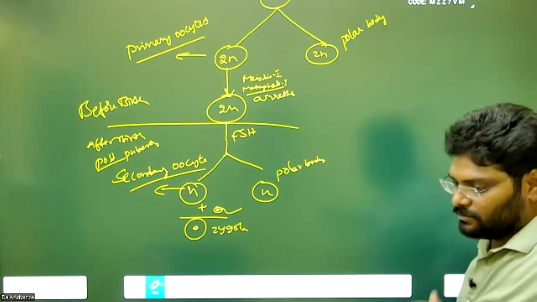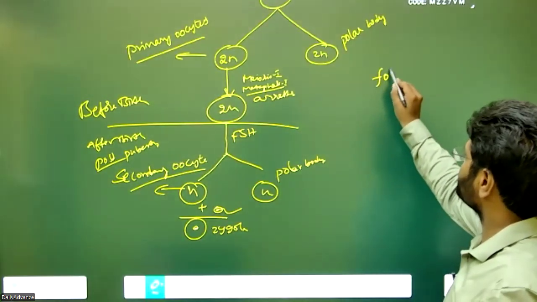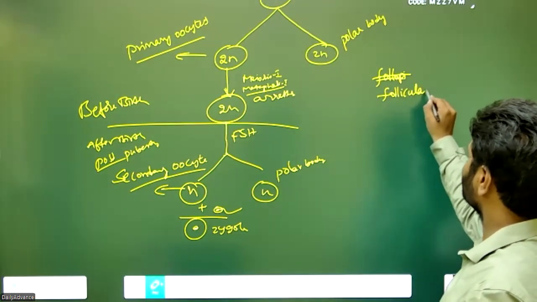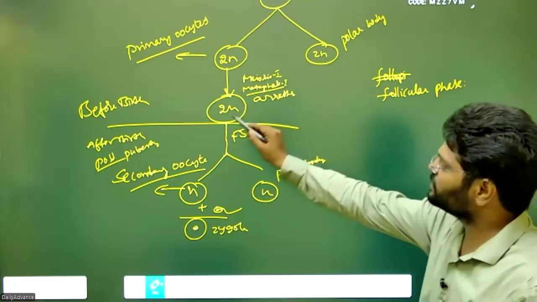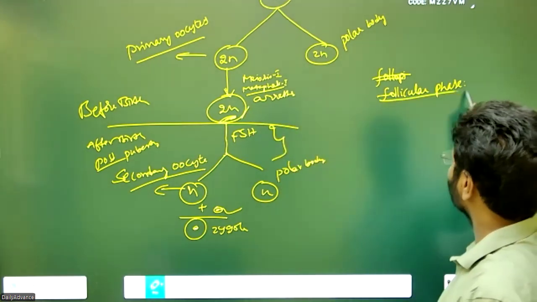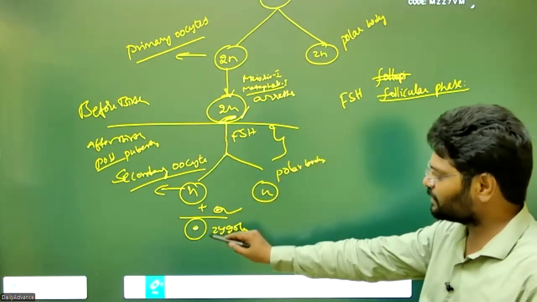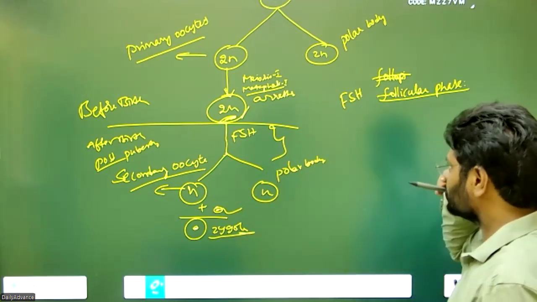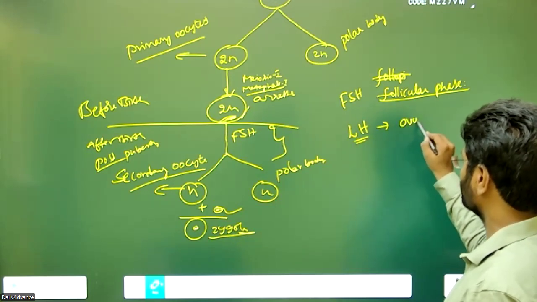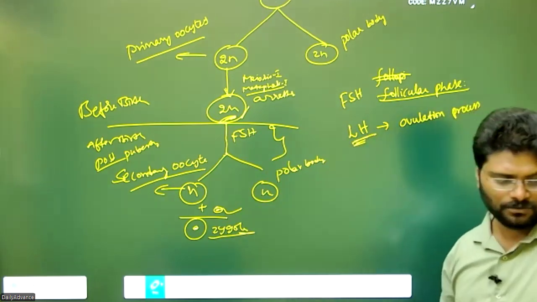Understand? So we have three phases generally in the female cycle. So what are all these? Follicular phase. So what does follicular phase mean? This triggering into meiosis 2 we call the follicular phase, which is done by FSH. Once triggered, the ovum is set ready and released into the fallopian tube under the influence of LH, the luteinizing hormone, in the ovulation process. Understand? So this is how three phases are there.